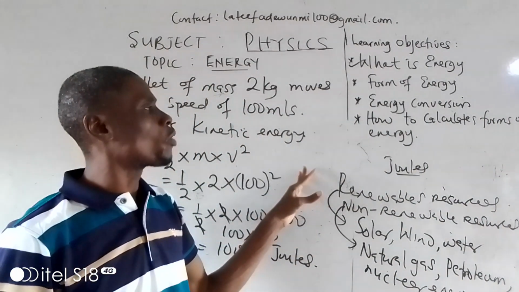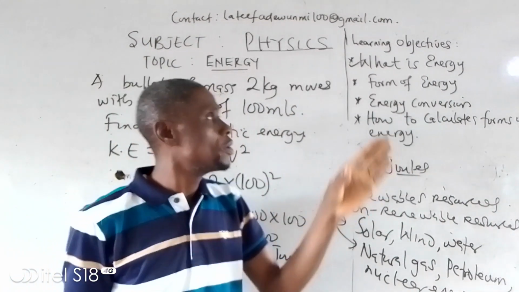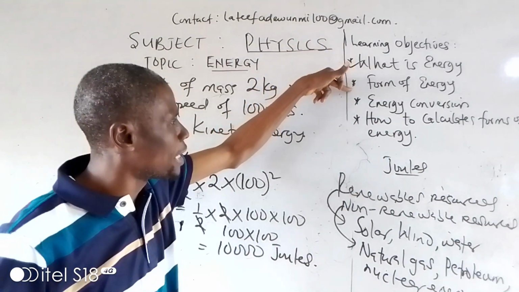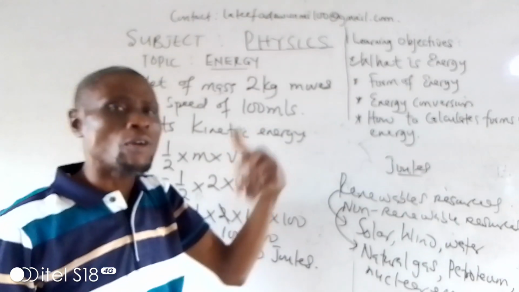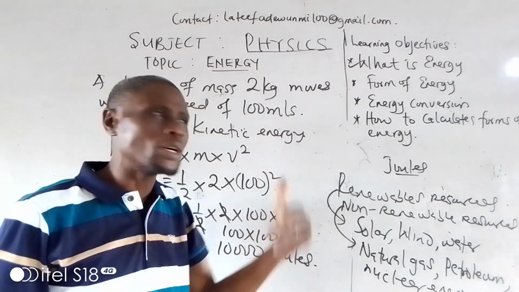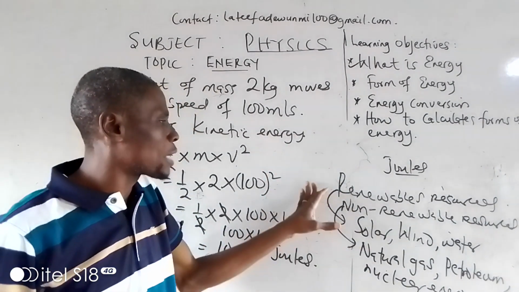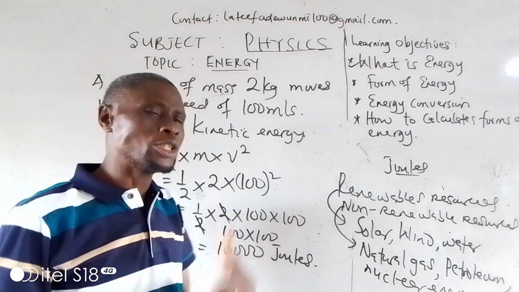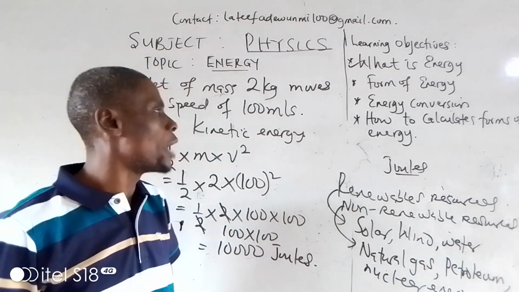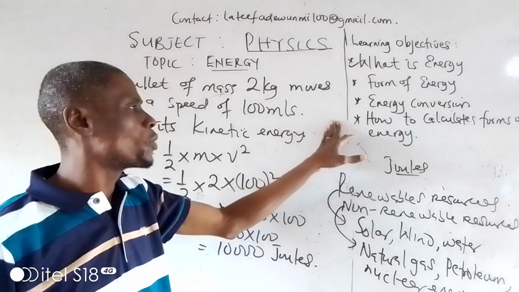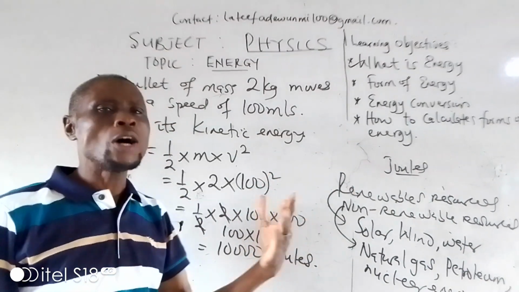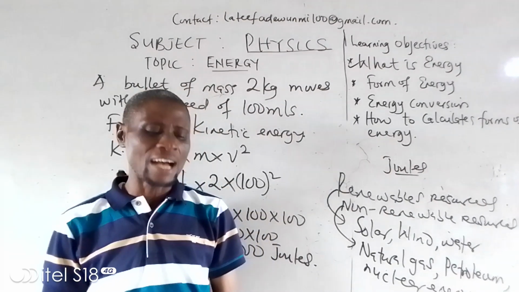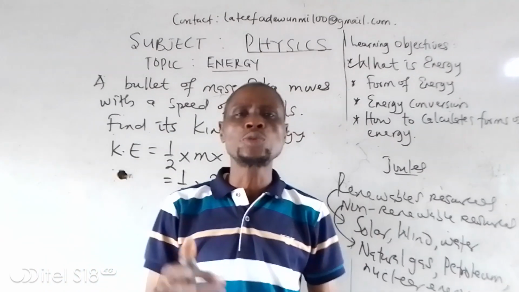So we are able to cover all our learning objectives. We have defined what energy is. We have looked at forms of energy. We have looked at energy conversion under the law of conservation of energy. Likewise, we also looked at the energy resources, both renewable and non-renewable. And we have concluded with how to calculate forms of energy, how to calculate kinetic energy and potential energy. So this is where we are going to stop today.